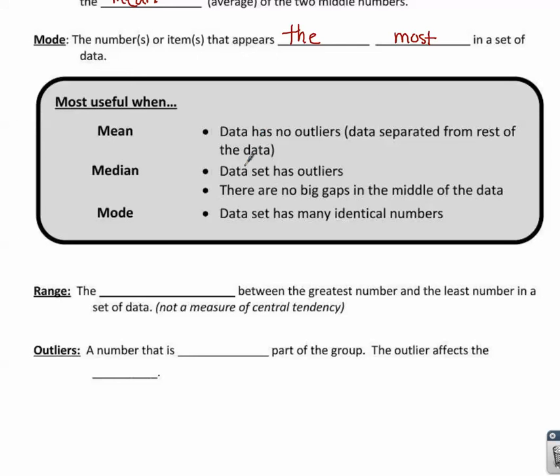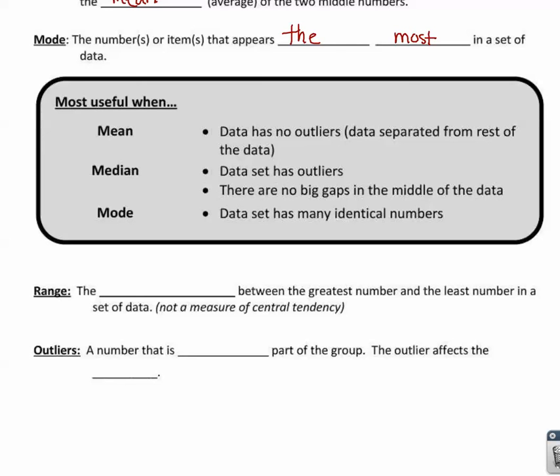So the median is, again, used when you have an outlier in your data set and there are no big gaps in the middle of the data. And mode is when the data set has many identical numbers. Use these key tips when trying to identify what's best to describe the set of data.